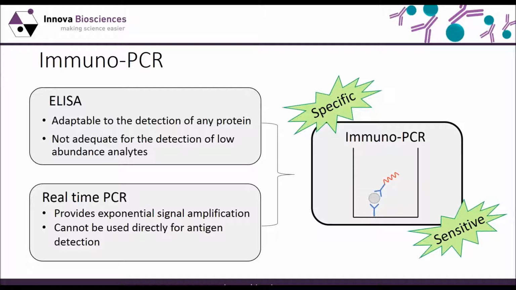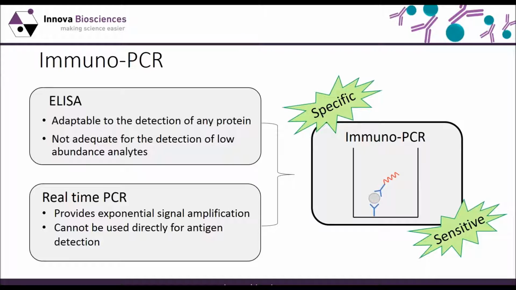As mentioned before, Immuno-PCR brings together the methods of ELISA and real-time PCR to create an extremely powerful technique. Since an ELISA requires the use of antibodies, it's adaptable to any protein. However, its sensitivity is not adequate for the detection of analytes of low abundance. While real-time PCR provides exponential signal amplification, it can't be used directly for antigen detection.